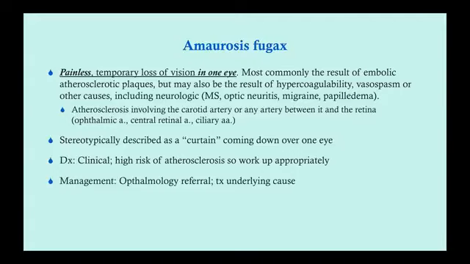So the amaurosis fugax, getting back to that, is stereotypically described as a curtain coming down, and usually is coming down from the top over one eye, and it's always one eye, it's never both. The diagnosis is clinical. There's a high risk of atherosclerosis, so you want to work that up appropriately, like I said, lipid panels, etc. The management is going to be an ophthalmology referral to really nail down the diagnosis, make sure there's nothing else there, and then treat the underlying cause.